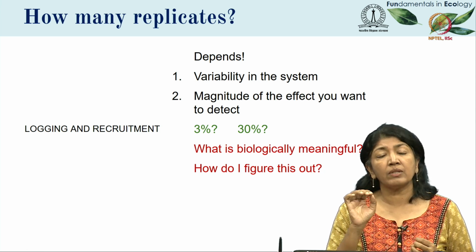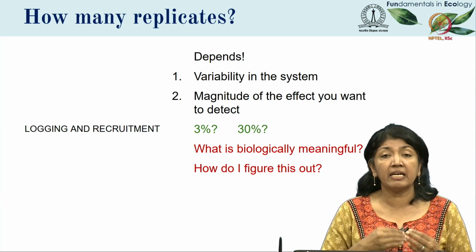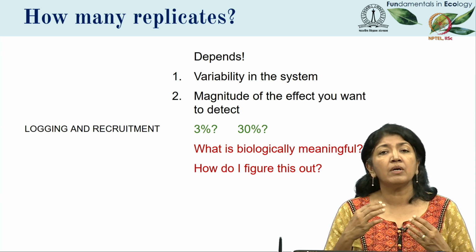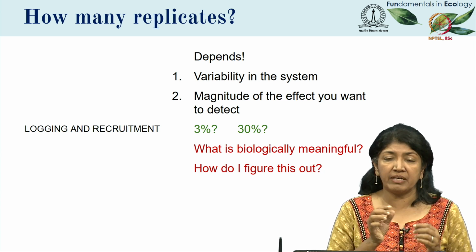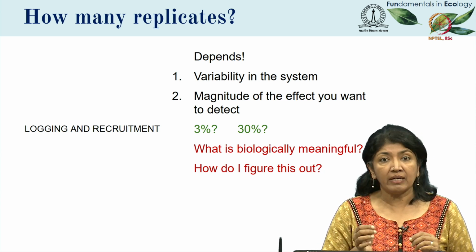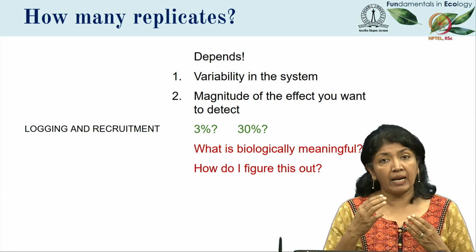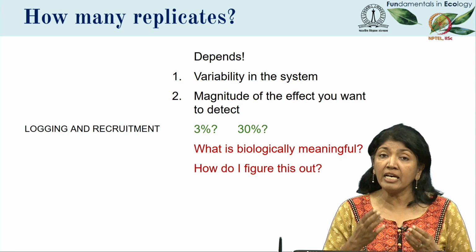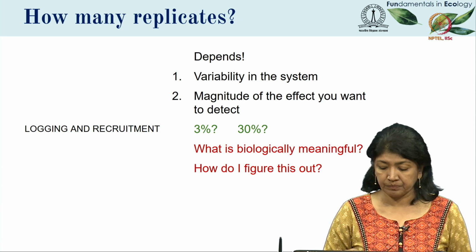So, depending on the biology of your system, you will have to think about the natural history and the biology of your system. You can arrive at what kind of an effect size, meaning what kind of a difference or slope or correlation, what is meaningful and what you would like your study design to allow you to be able to detect.